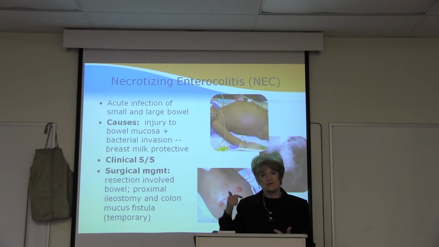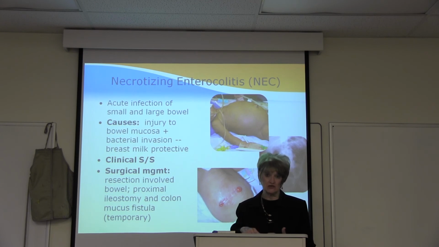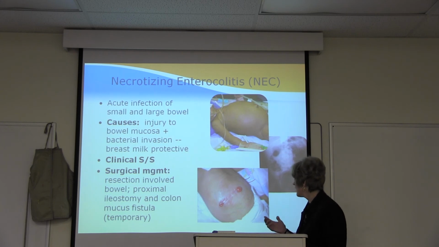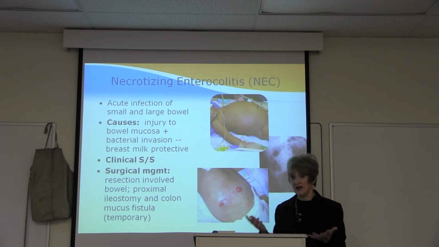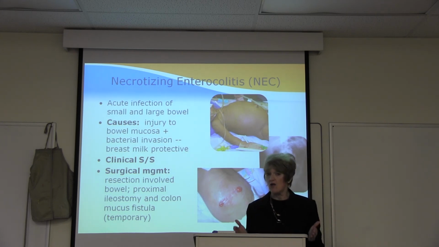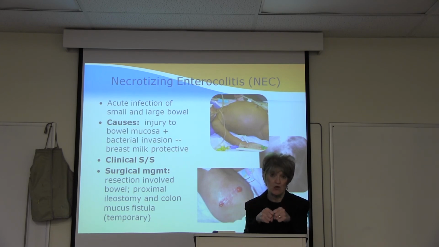They do the workup, the x-ray, they see distension of the bowel, they see developing gas in the bowel wall. They're going to take the baby to surgery. When they take them to surgery, they're going to find a necrotic length of the bowel. They're going to take that out. So they're going to take out all of the clearly necrotic bowel. And they're going to bring both ends of the bowel to the abdominal wall.